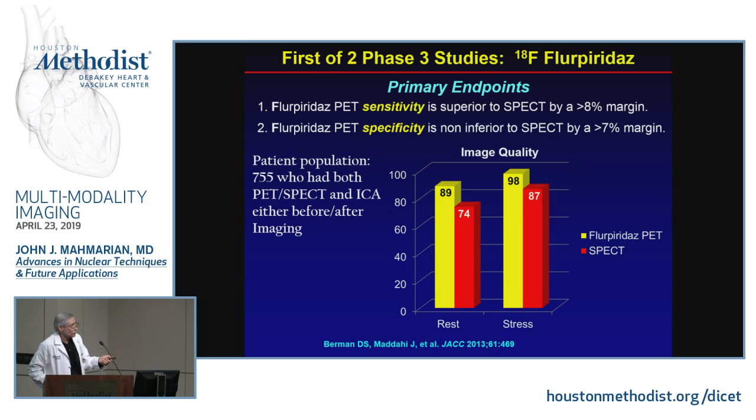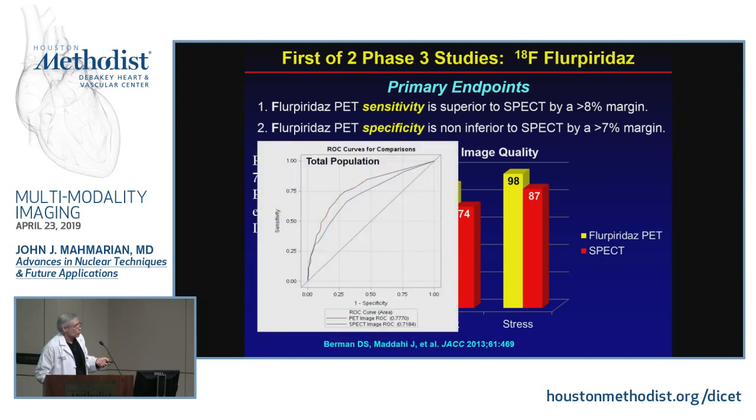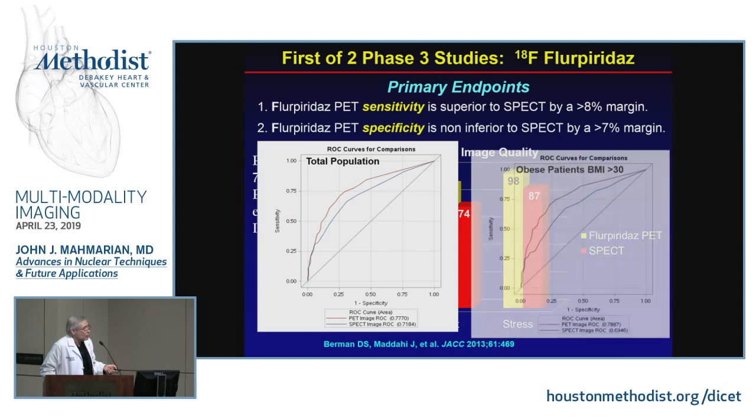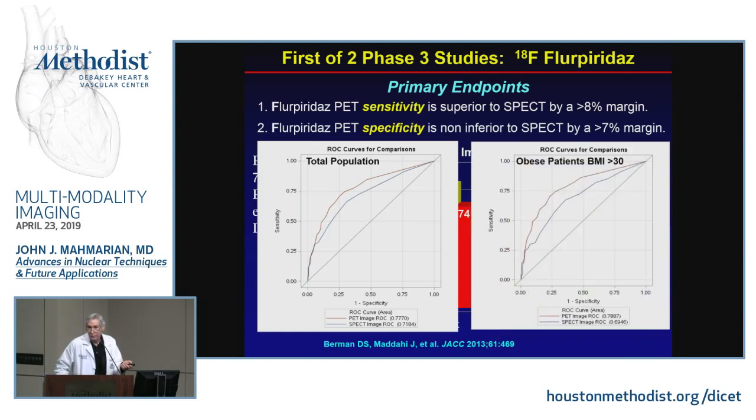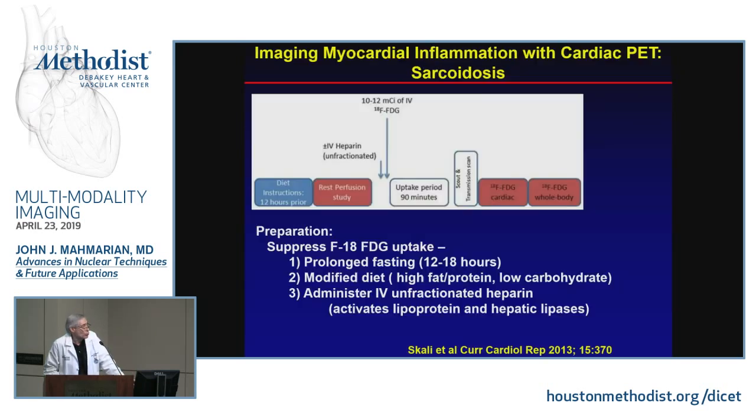Specificity was non-inferior to SPECT imaging. And image quality was better with flurpiridaz compared to SPECT imaging. And if you look at ROC curves, you can see that this is SPECT imaging, and this is PET imaging with flurpiridaz. The ROC curve was improved with flurpiridaz in the total population, and particularly in the obese population, okay? So we're gonna wait and see what happens in the second phase 3 study. That's still coming down the pike, but I think this is gonna be a very important added modality to what we do in the future.